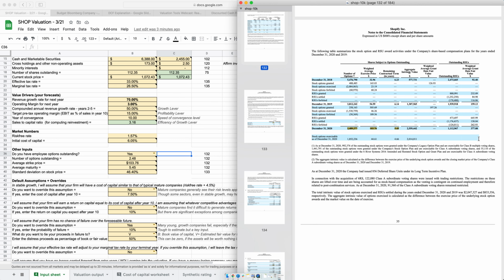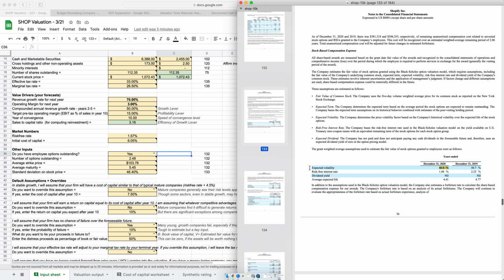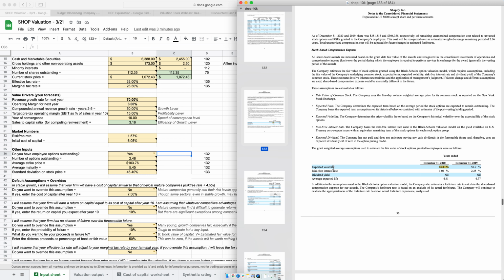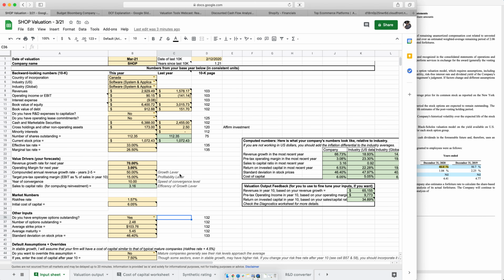Strike price, they tell you that. Average weighted strike price is around 103, so that's what I put in here. Average maturity is around 5.5 years, which is also what I put in here. Standard deviation on stock price, this is on the next page. That's expected volatility, the field you're looking for. So I put in 46.4 because this is a very volatile stock. Okay, so I believe that is everything. Actually, no, there's more. We just did the share section.